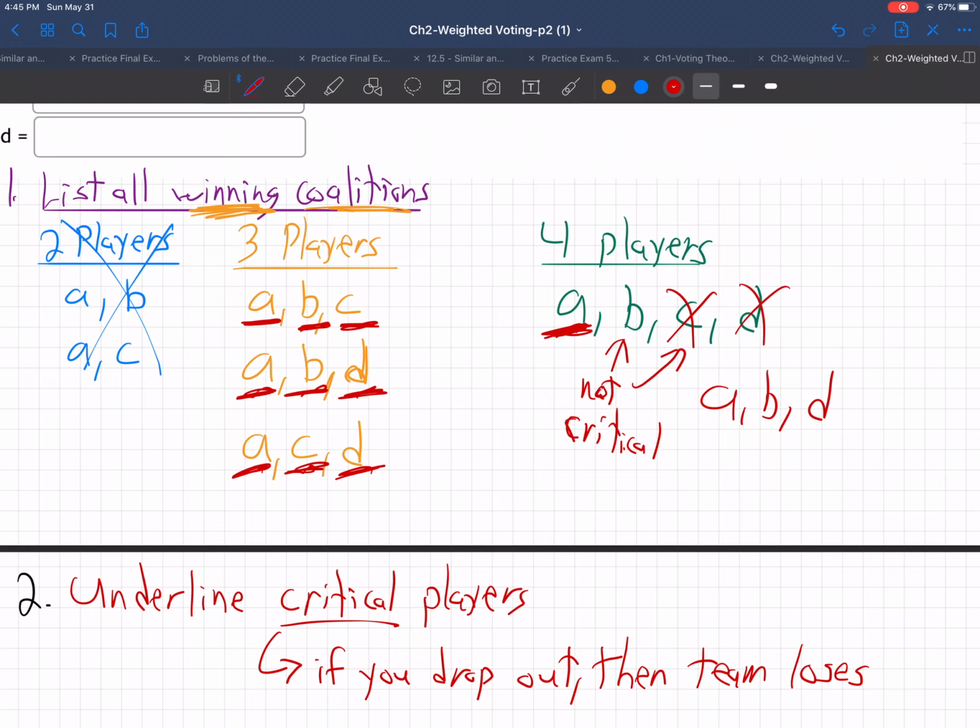Well, how about if D drops out? Well, if D drops out, oops, I'm doing the wrong thing there. If D drops out, they have A, B, C. And they're okay because they would have 3 members, which is enough, and one of them is A, so they're okay. So these 3 guys are not critical. Let me go back and put it back the way it was.